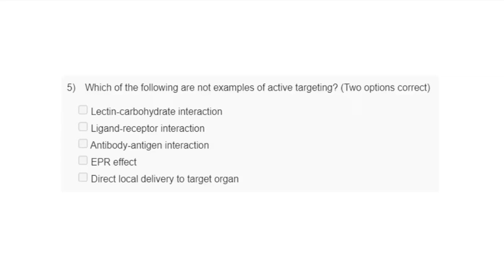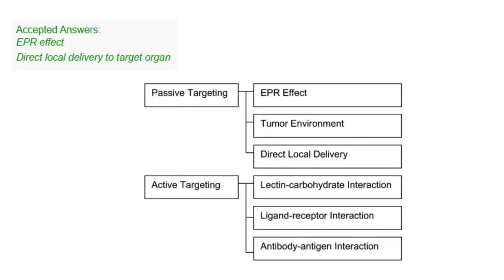Fifth question, which of the following are not examples of active targeting? So here, EPR effect and direct local delivery to target organ. These two options are not examples of active targeting. These are passive targeting, whereas lectin-carbohydrate interaction, ligand-receptor interaction, and antigen-antibody interactions are all active targeting. So the last two options will be the correct answer.